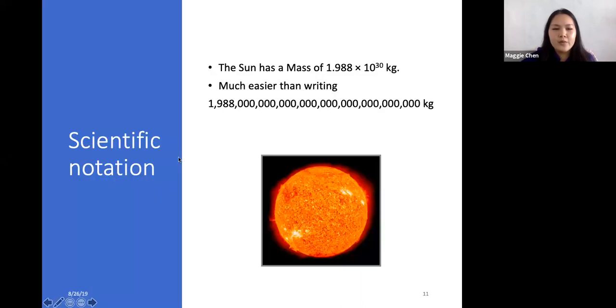So we can write really big numbers or really small numbers using sig figs or scientific notation. So the sun has a mass of 1.988 times 10 to the 30 kilograms. And it's much easier to write this than writing this big number with all of the zeros at the end. So scientific notation can help us out when we're doing calculations and using really big or really small numbers.